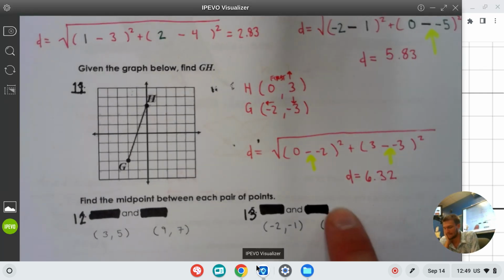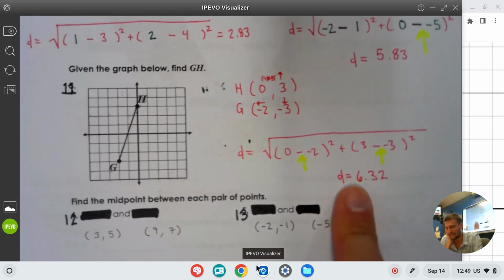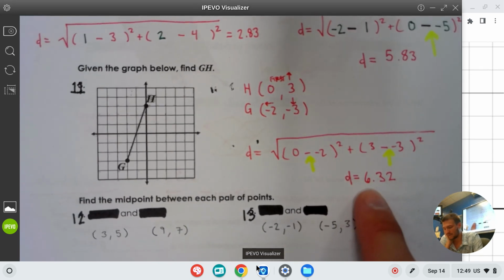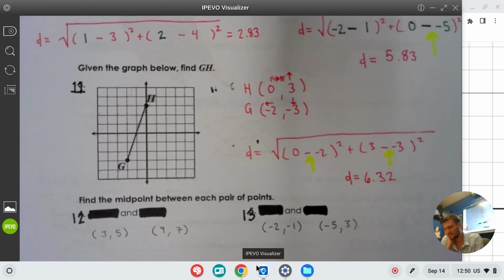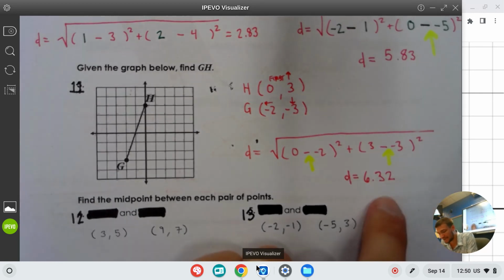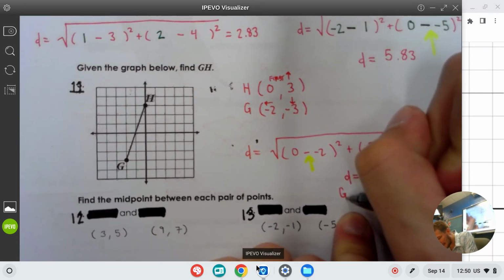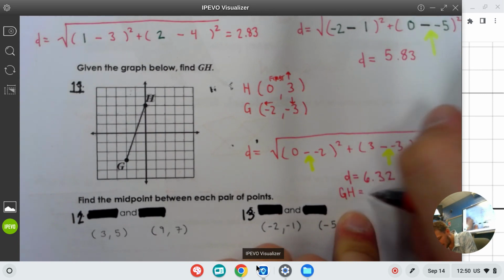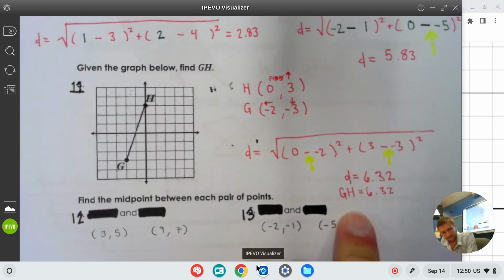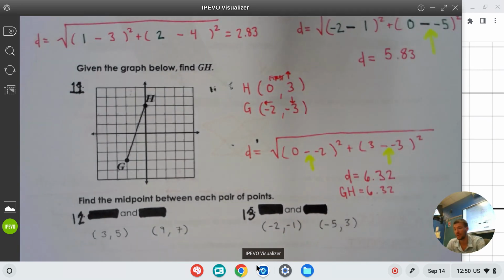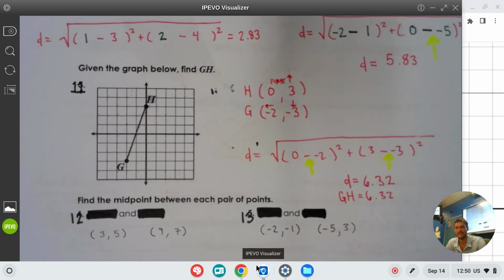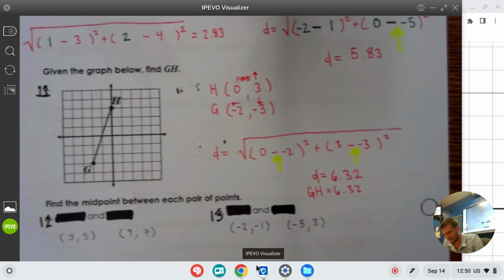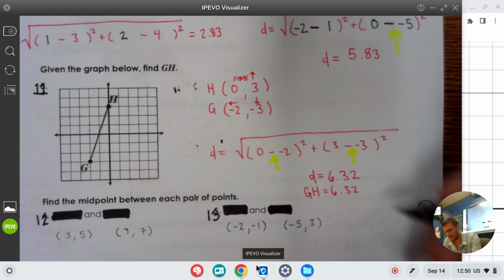Final answer on my page right here, D, which is distance, equals 6.32. Another way to call this would just be capital GH is 6.32. Because if you have capital letters with no bar, that means distance. They're both the same.